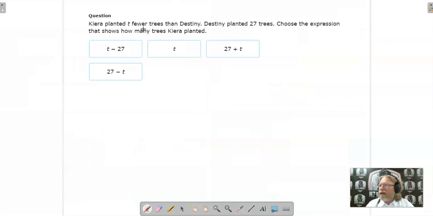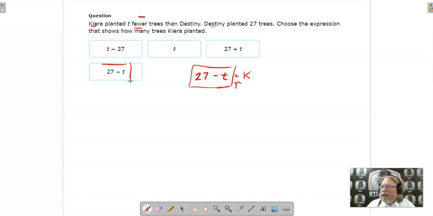And here, Kira planted T fewer trees. Well, fewer should be subtraction, right? She planted T fewer trees than Destiny. Destiny planted 27. So choose the expression that shows how many trees Kira planted. So Kira here is what we want to know, and Destiny planted 27. And Kira planted T fewer. So we're starting with 27, and however many fewer is equal to what Kira planted. But we only want an expression. This is an equation because it involves an equal sign, so we're only looking for this part of it here, on that side there. So 27 minus T, and there we go. The 27 minus T is the correct answer.